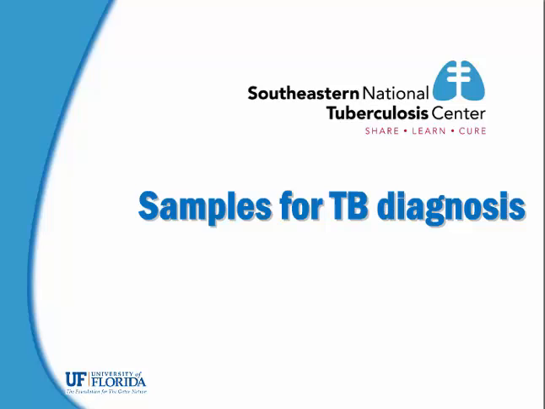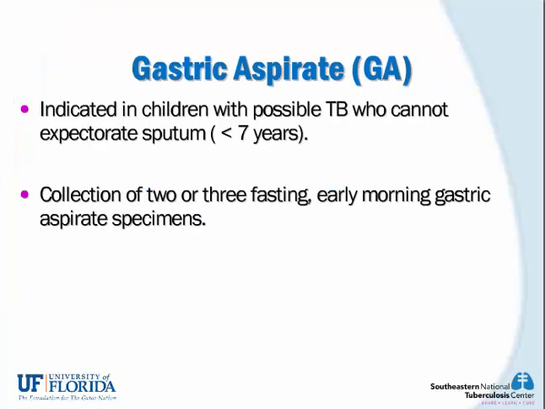Now, we move on to talk about what samples should be used to evaluate patients with tuberculosis. I guess everybody by now knows that gastric aspirate is the main standard in the pediatric population. It is indicated in children with possible TB who cannot expectorate sputum, so probably it's for children less than 7 years of age. Usually it consists of collecting 2 or 3 fasting early morning samples as gastric aspirate. So a gastric tube or a nasogastric tube has to be inserted to collect the sample.